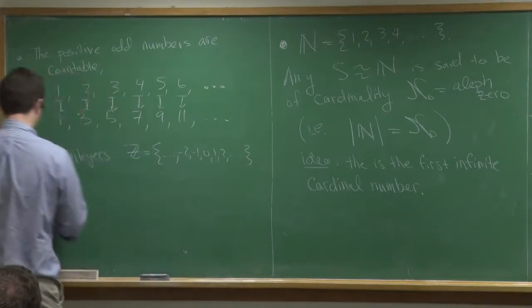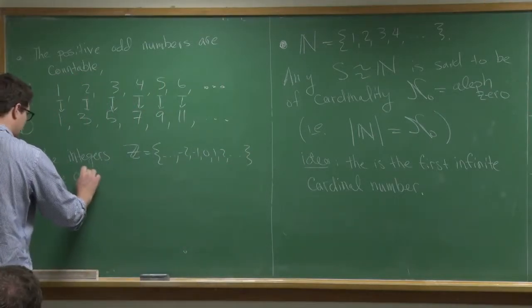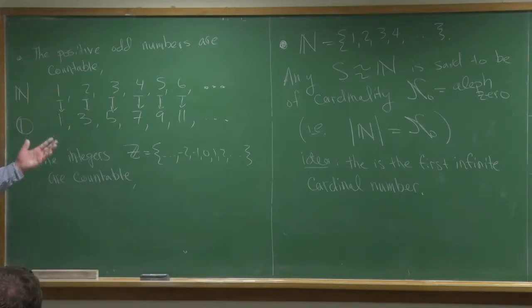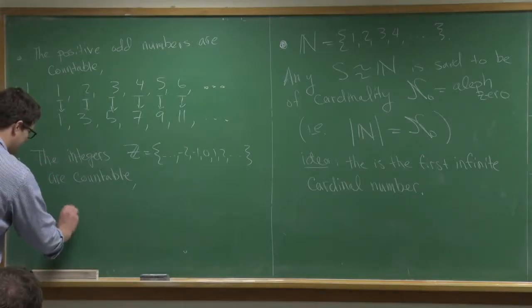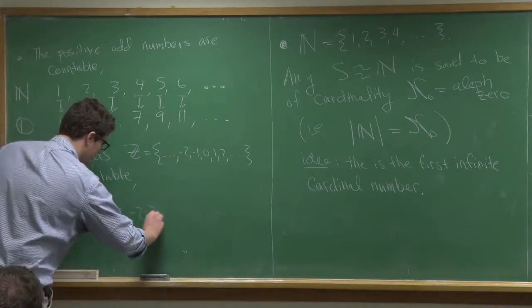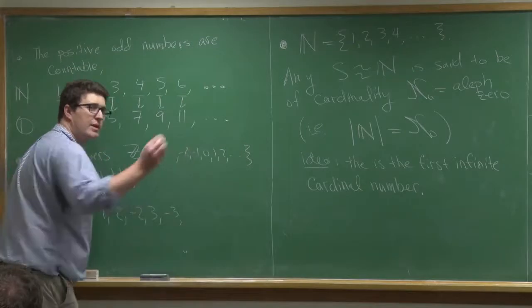So these are countable, right? To show that they're countable, I need to put them in bijection with the natural numbers. So here, I'll make a list: 0, 1, minus 1, 2, minus 2, 3, minus 3. And this is maybe what you were talking about.